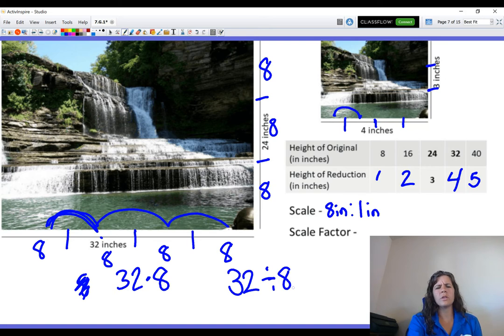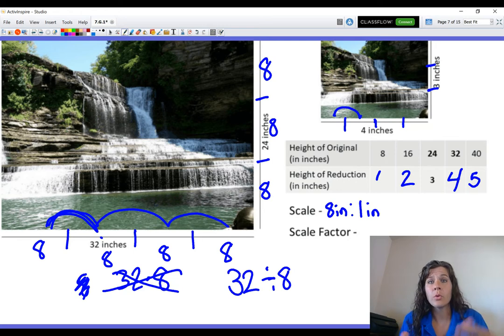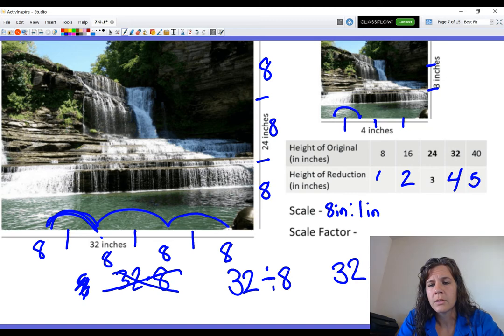32 divided by 8 gives me 4. But I'm not looking to divide by anything. I want to multiply. So what can I multiply by to have the same result as dividing by 8? Remember, fractions are just the same as division. So I can say 32 times 1/8, which would give me 4.